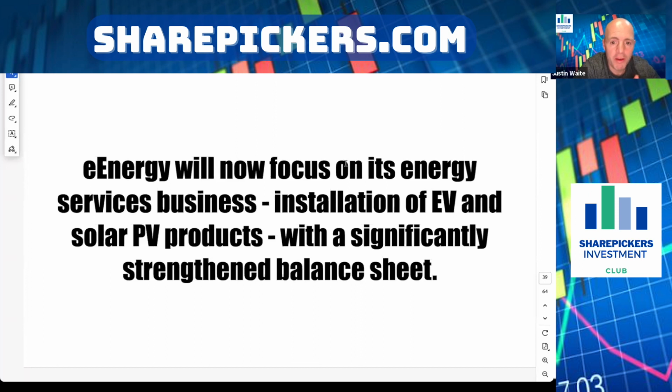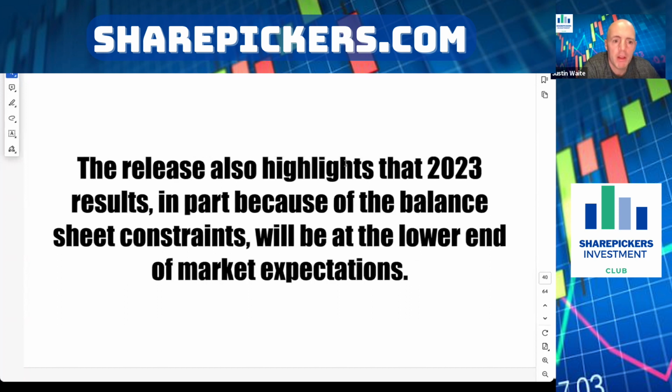eEnergy will now focus on the energy services business, installation of EV and solar PV products with a significantly strengthened balance sheet. The release also highlights, this is taken from the broker note, by the way, that 2023 results, in part because of the balance sheet constraints, will be at the lower end. So that, to me, is a little bit of a risk. They're coming out with results, I think, the back end of this month. So to me, that's a bit of a catalyst. I would wait until results come out, because they may have some nasties in there saying the growth isn't as good as we thought. Then it may drop a little bit. That, in my mind, is an opportunity, because it's going to go down.